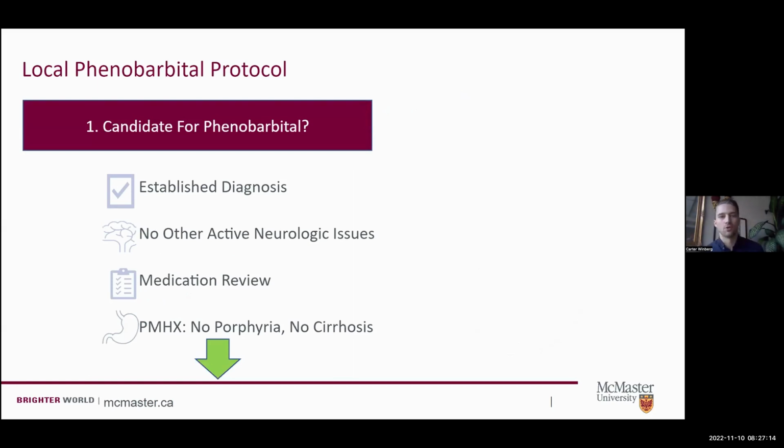So an example of a local protocol would be first questioning, is this person a candidate for phenobarbital? Thinking of some of those practical considerations I just went through. Do you have a clear diagnosis? You're not worried about another neurologic issue confounding what you're seeing. You've reviewed their medications as you would, and you've looked at their past medical history to rule out those specific conditions.